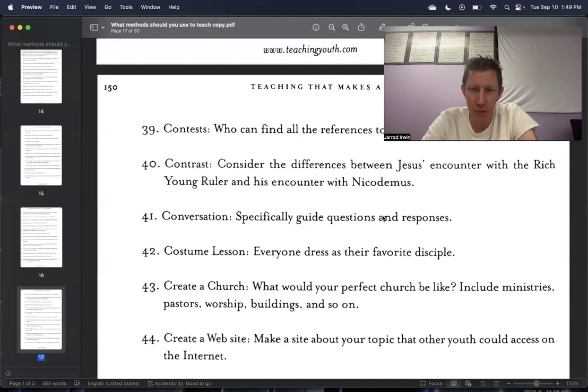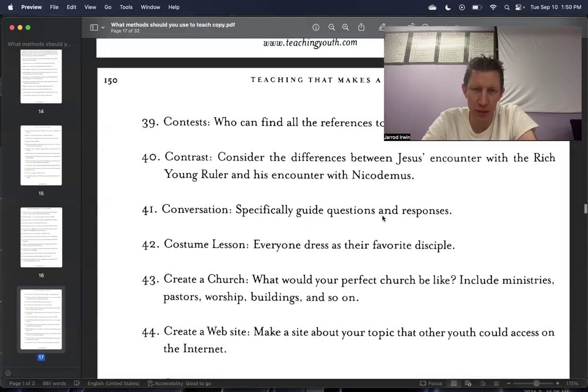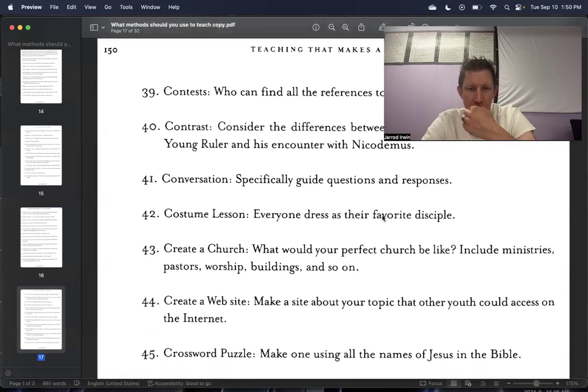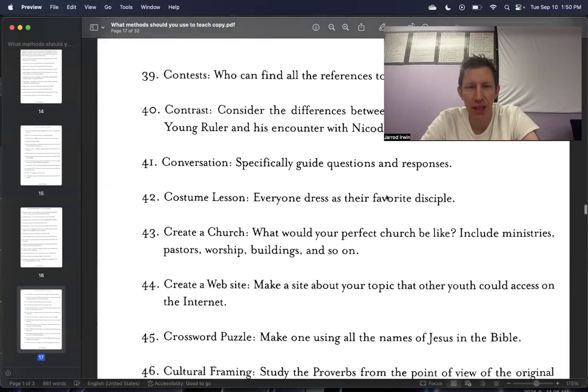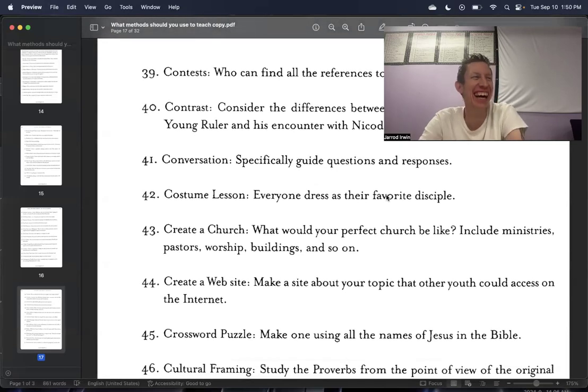Contrast: consider the differences between Jesus' encounter with the rich young ruler and his encounter with Nicodemus. That could be fun. That would be easy to decide. All right, write a paper on it and have it turned in by next week. Or not.